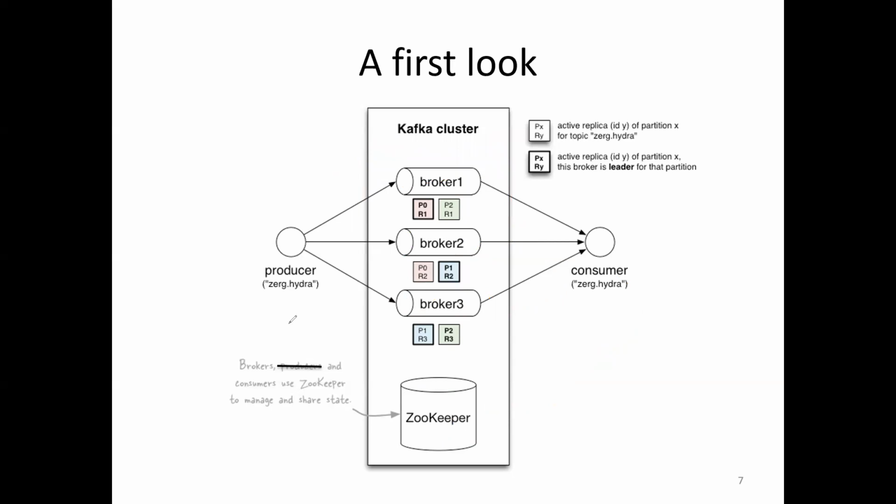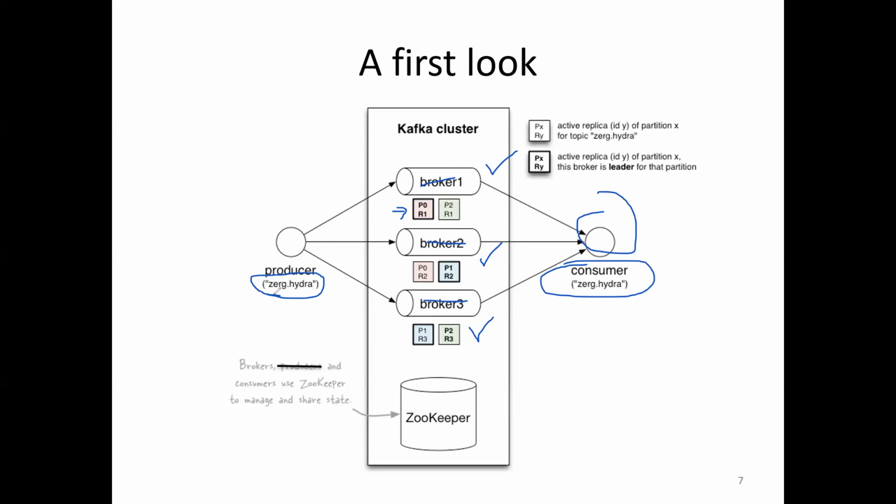For example, one of the topics I can have is Zerg Hydra. This is a very strange topic, but this is something which you can have. So here, active replica ID Y of partition X for topic Zerg Hydra. That is what this means. They have made this convention, but the consumer of Zerg Hydra is given data from broker 2, broker 3, and broker 1, because the producer has given this topic to these three brokers. Therefore, Kafka is going to help this consumer subscribe to these three brokers because they contain the published data for the topic Zerg Hydra. And that topic is further divided into different partitions.